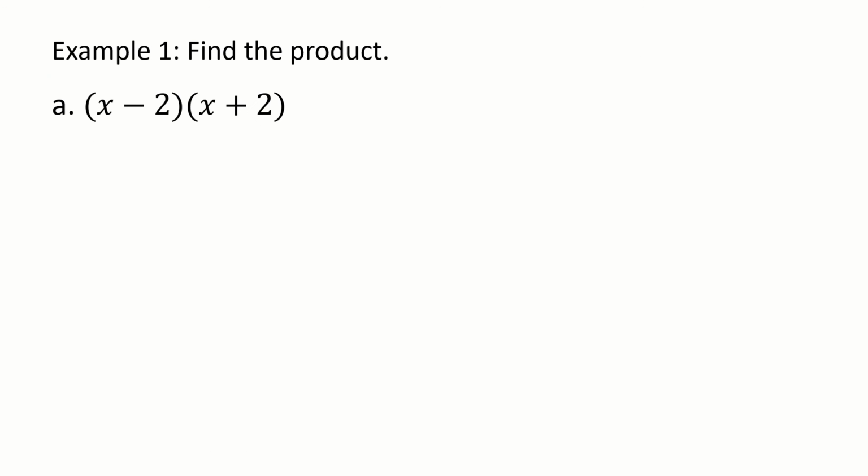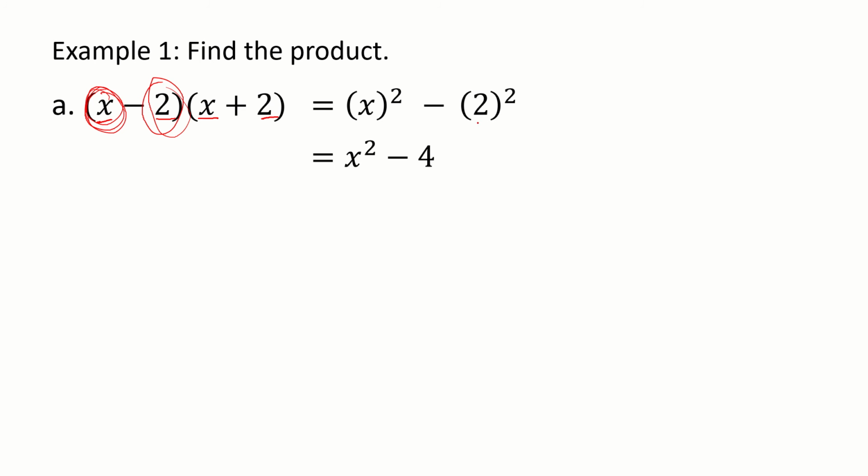Let's say you have x minus 2 times the quantity of x plus 2. Notice that the first terms are the same, and the second terms are the same except that it's a minus and a plus. So what you need to do is get the square of the first term. Just focus on the first binomial so that it's easier for you to understand. First term, get its square. Always a minus. And then get the square of the second term. So that would be x squared minus the square of 2, which is 4. And that would be our final answer.